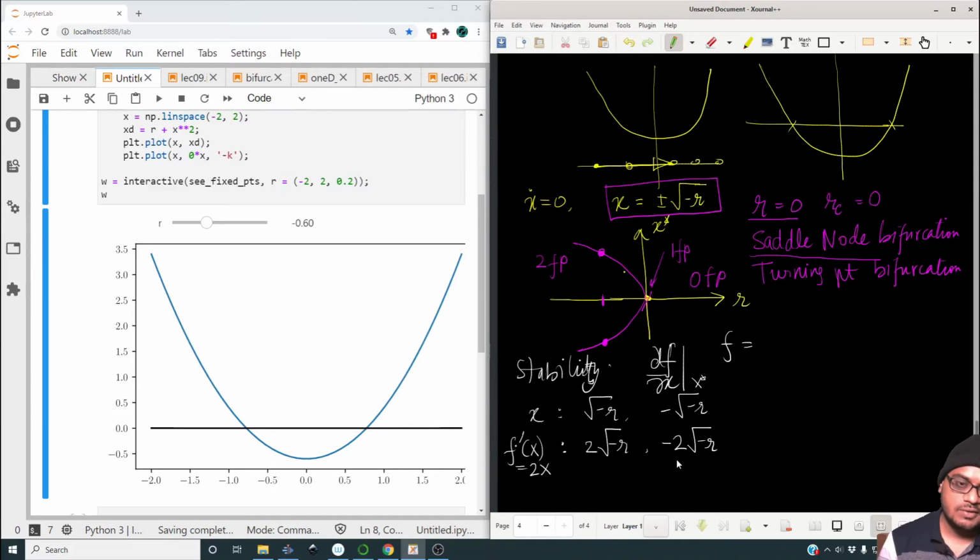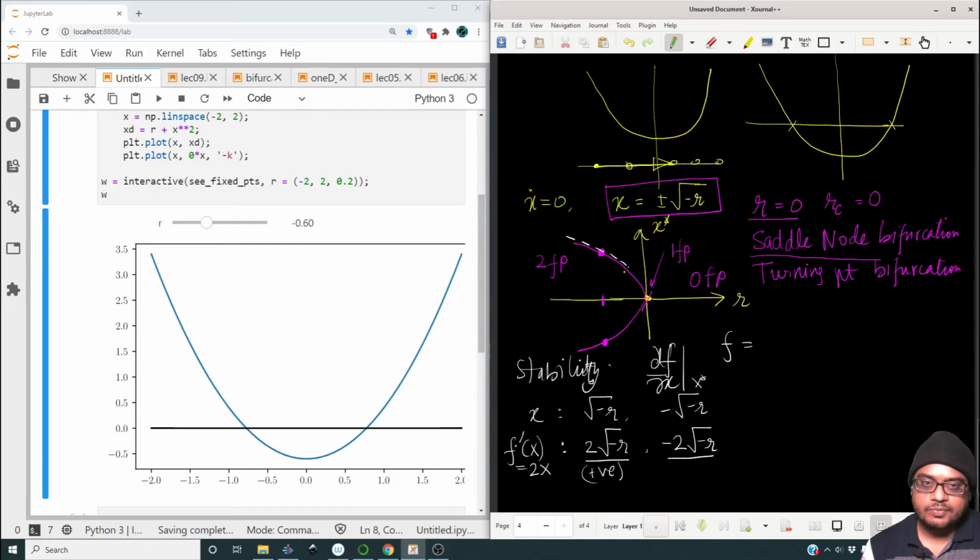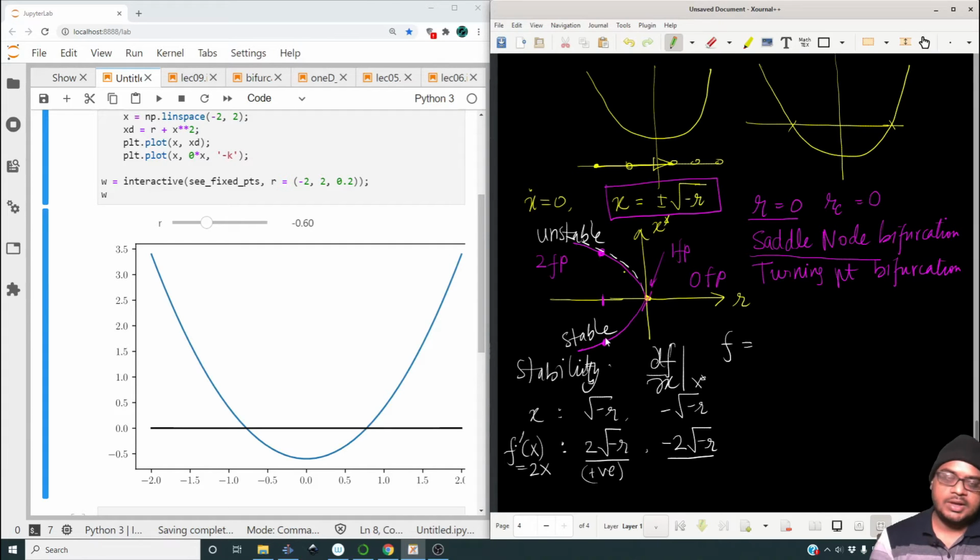So when r is negative, this is obviously negative. When r is negative, this is obviously positive. So the positive root gives a positive value of the slope and hence it is unstable. So this particular branch is the unstable branch, whereas this particular branch is the stable branch. And in this particular case, we could find out everything analytically, but let us see how to implement this on Python.